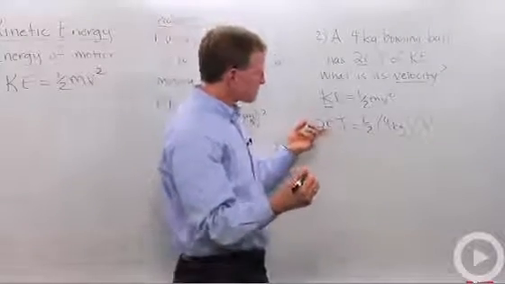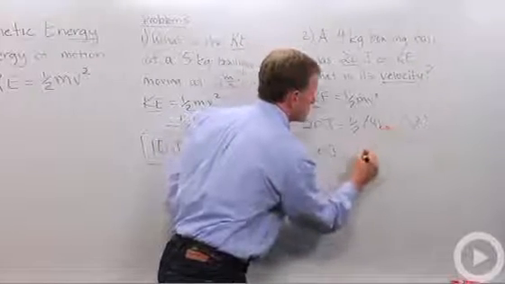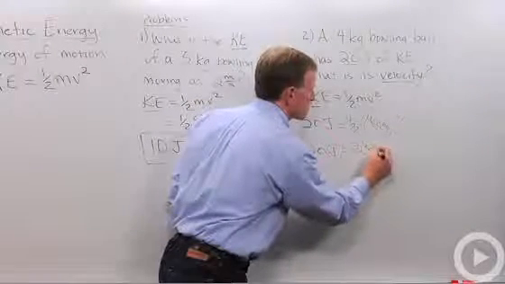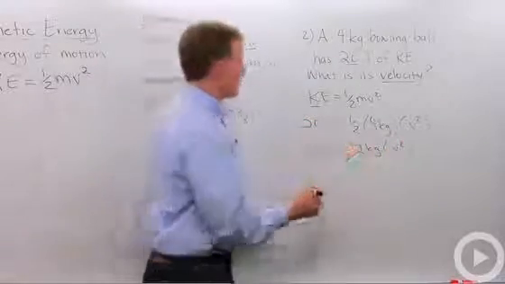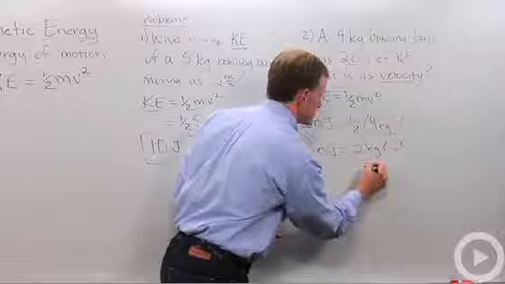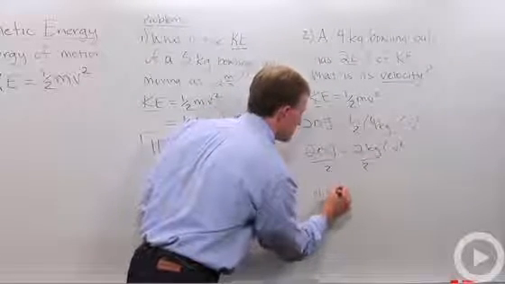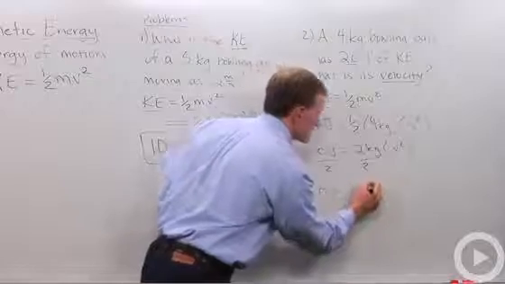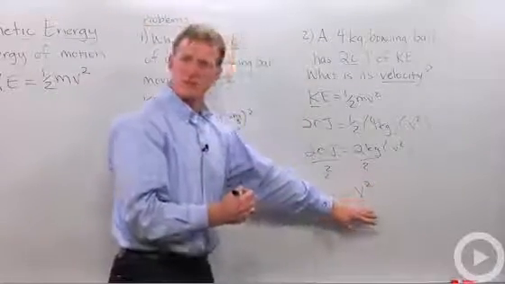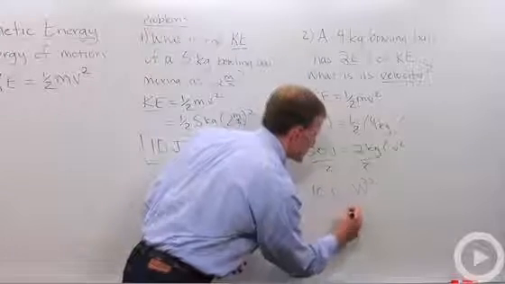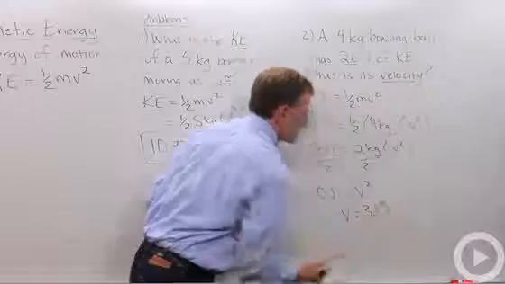So I've got 20 joules equals 2, 1/2 times 4 is 2 kilograms, velocity squared. Now I want to divide by 2, and I'm going to get 10 joules equals my velocity squared. So this is going to be just over 3.1. So my velocity equals 3.1 meters per second.